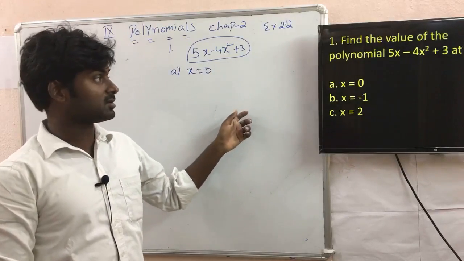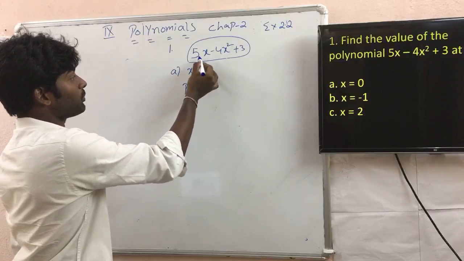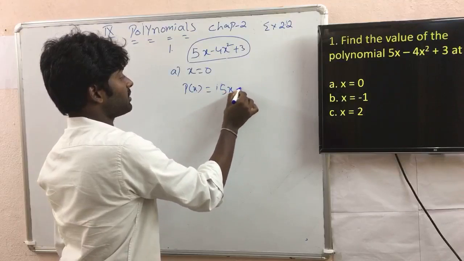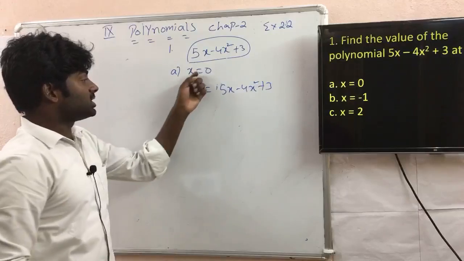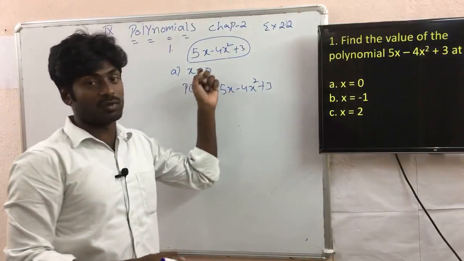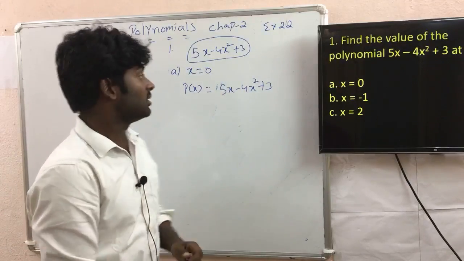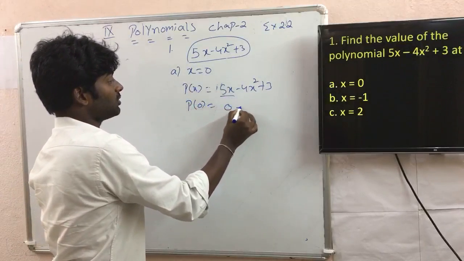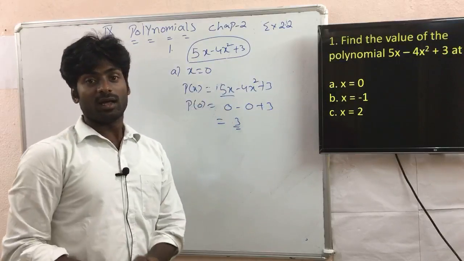Get the answer for this? Let's take it as p of x because this is a polynomial in x: 5x minus 4x square plus 3. Now what is the value of the polynomial at x equal to 0? Yes Shivam, it is 3. Just replace x with 0, you will get 0 minus 0 plus 3. Obviously 3 is the answer.